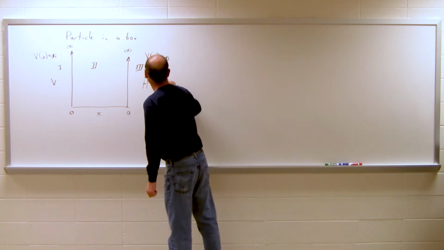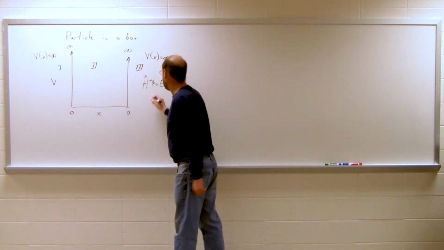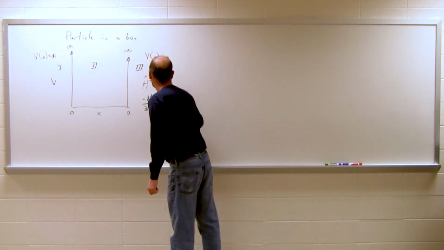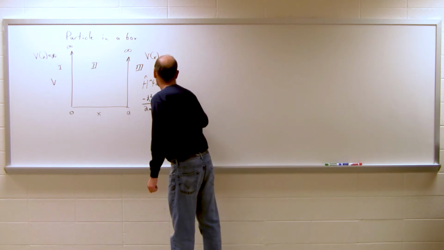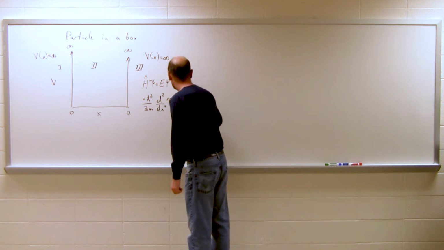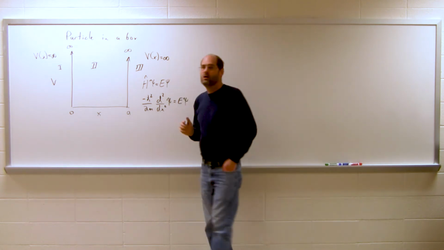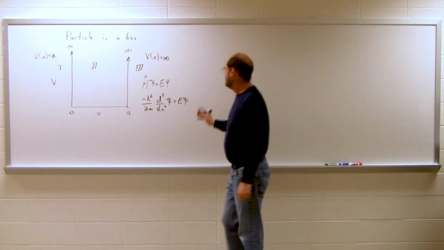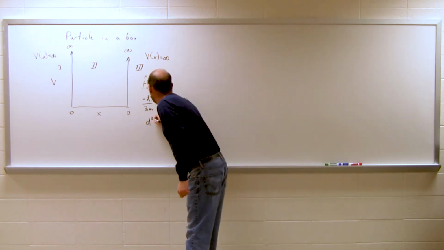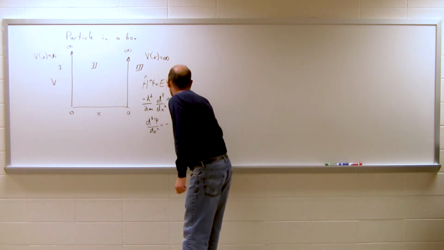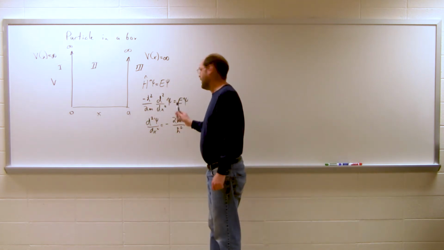H psi is equal to E psi. My Hamiltonian is minus h bar squared over 2m d squared dx squared psi. The potential is 0, so I don't include it, is equal to E psi. What I'm going to do is consolidate my terms and rewrite this as a second derivative. So d squared psi dx squared is equal to minus 2m times the energy over h bar squared. All I've done is just take this term and divide both sides.